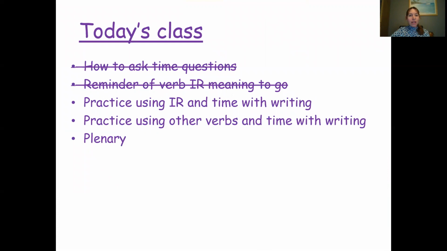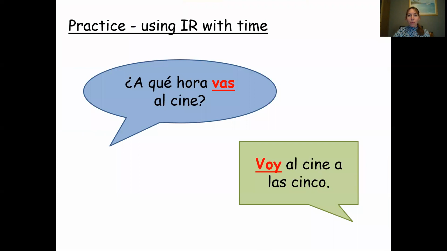So now let's look at using ir in conjunction with time. Okay, and we'll do that with a writing task in a moment. So we can ask the question, ¿a qué hora vas al cine? So this is using the verb ir, and you'll notice the conjugation is in the second person, you.